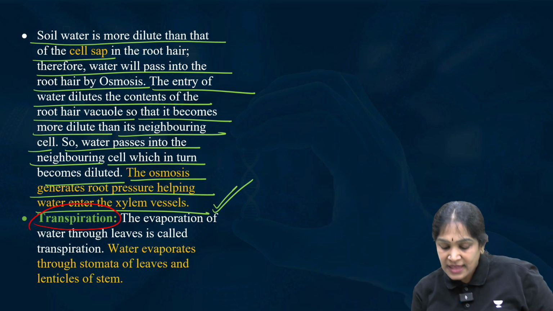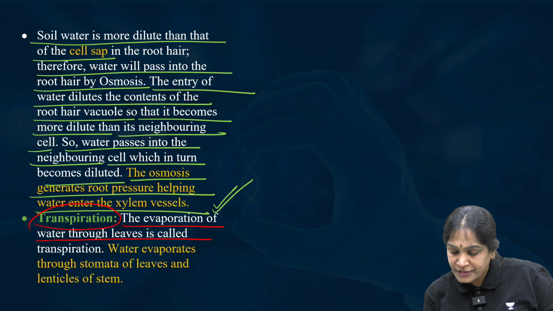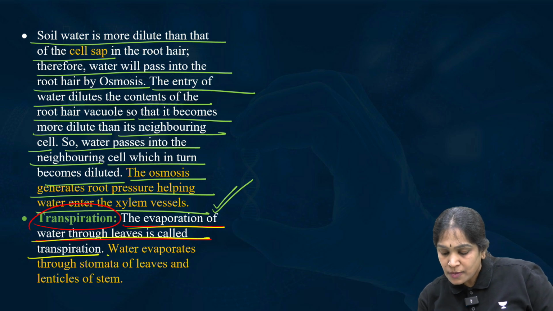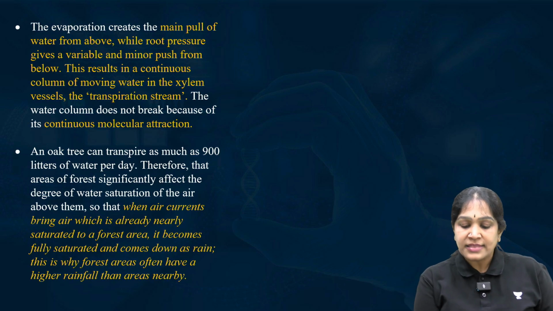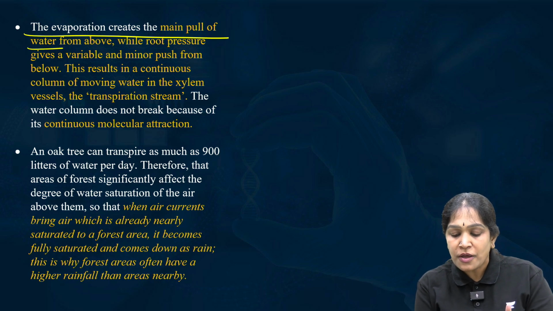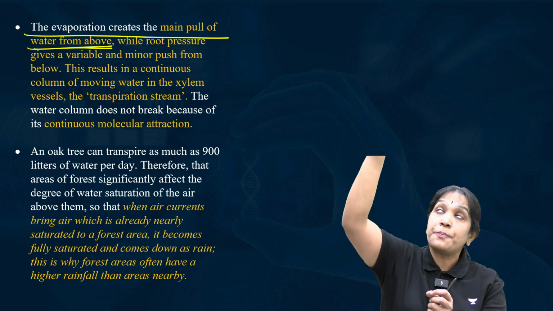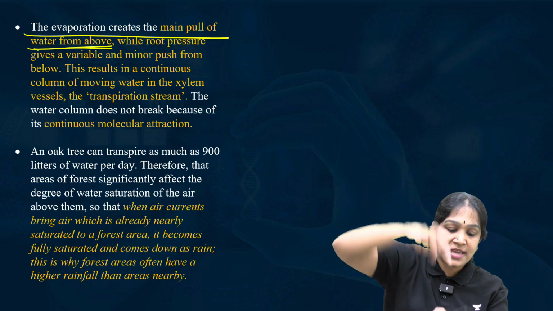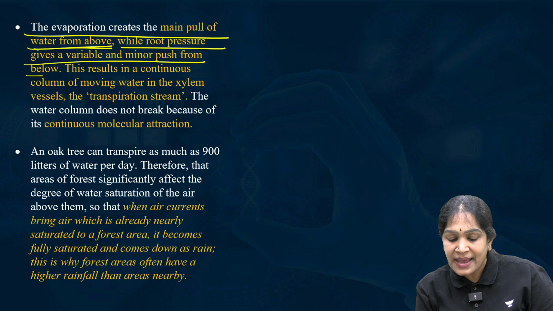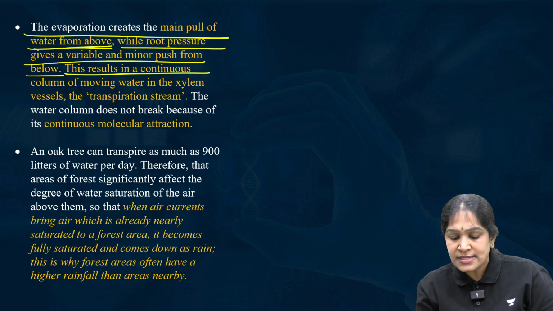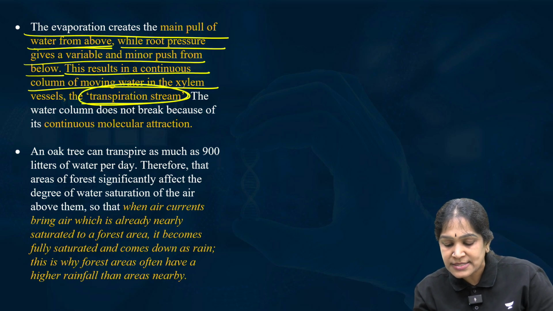The evaporation of water through leaves is called transpiration. Water evaporates through stomata of the leaves and lenticels of the stem. The evaporation creates the main pull of water from above. The pulling force from below is osmosis. The pulling force from above at the leaves is transpiration. While root pressure gives a variable and minor push from below, this results in a continuous column of water in the xylem vessels called the transpiration stream.